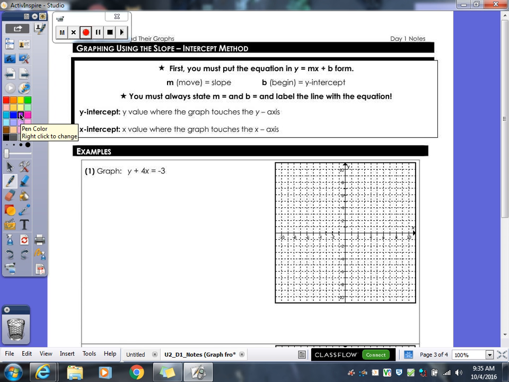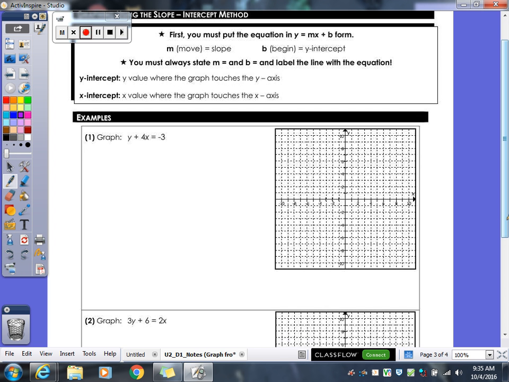All right, so we're going to practice some graphing now. There's a couple different ways I'm going to teach you how to graph lines. There are scenarios where one way works better than the other way, and I'll explain to you when those scenarios are going to happen. So the first way we're going to practice is using your slope-intercept method.